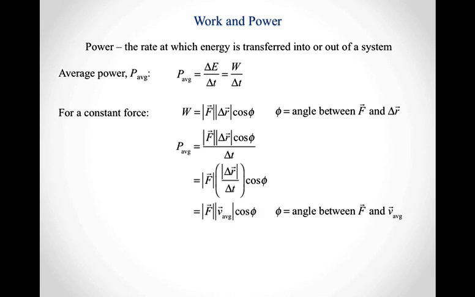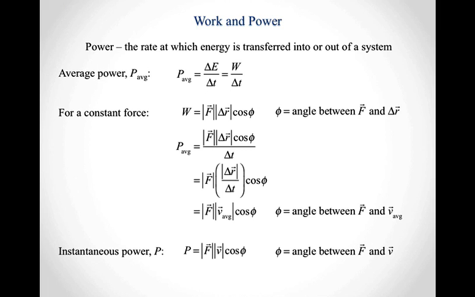So instead of talking about the average power, which tells me the rate over some chunk of time, I might be interested in, at a particular instant, how much is energy being transferred into or out of my system? What's that rate? And that's the instantaneous power. And the easiest way to get from the average power to the instantaneous power is basically just to change the particular velocity that you're talking about.